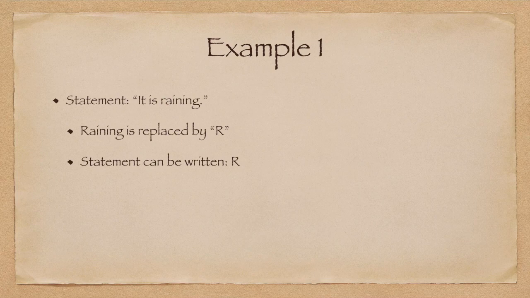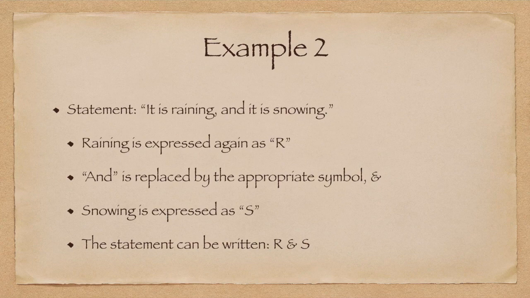Example number 2. It is raining and it is snowing. Once again, raining is expressed as capital R, and, which is a conjunction, is replaced by its appropriate symbol, the ampersand. Snowing is expressed as S. And when we combine these three elements together, our statement is now written R and S, which is a very simple way to understand the logical structure of it is raining and it is snowing.